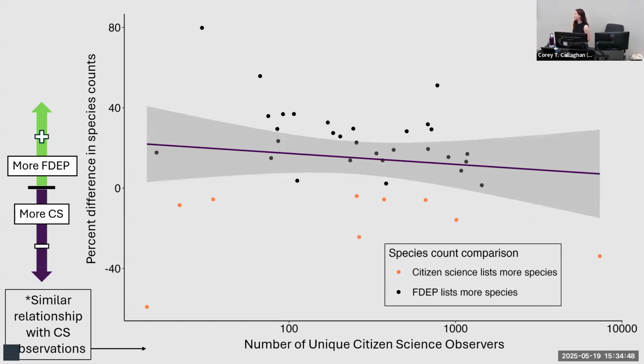Here we're looking at the number of unique citizen science observers. Basically what we're seeing is that the proportional contribution of FDEP is decreasing as we increase in the number of observers. That makes sense, because on the flip side of that coin, the proportional contribution of citizen science is increasing. A similar relationship existed with observations. So parks with more observers and observations have an increased value of the citizen science data in the parks.